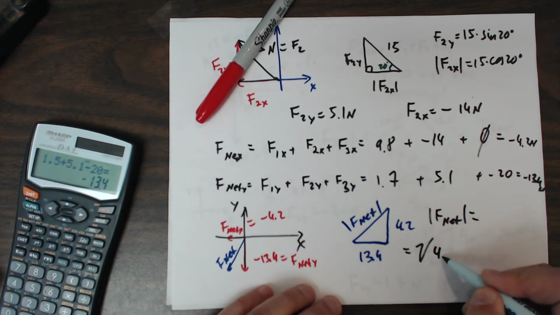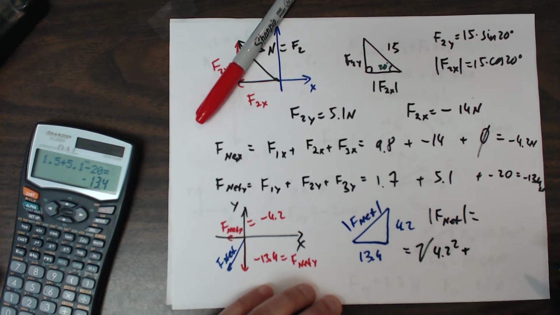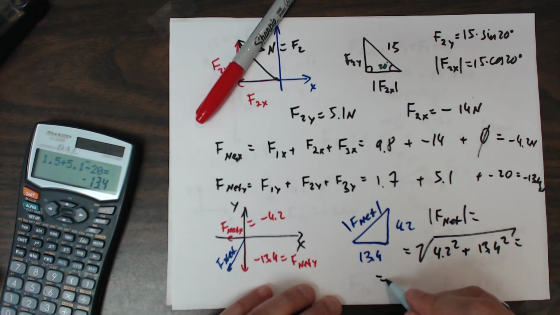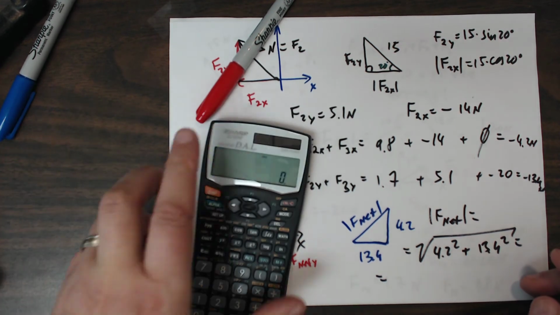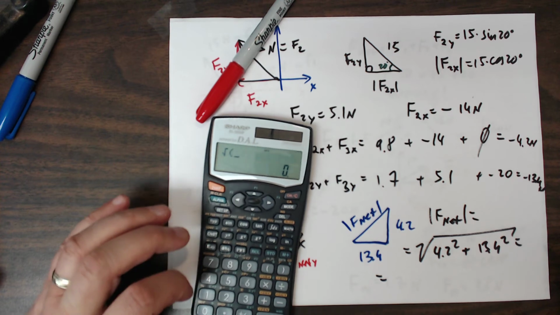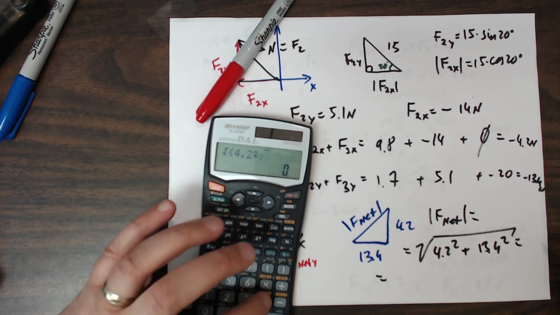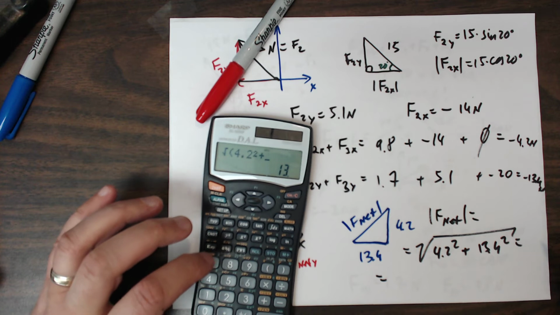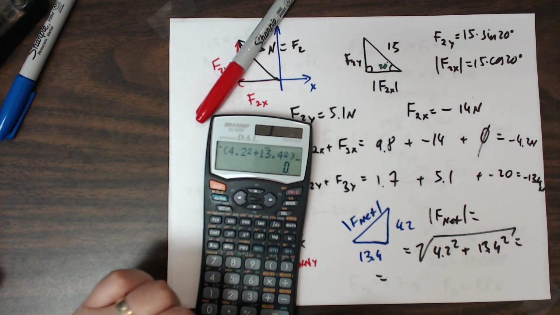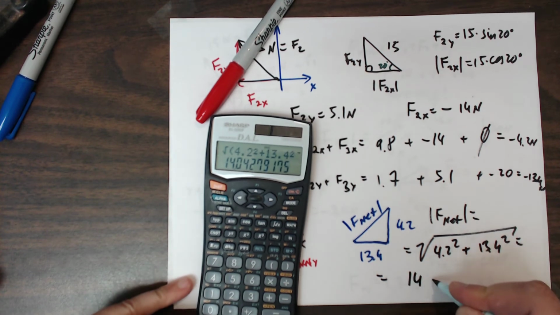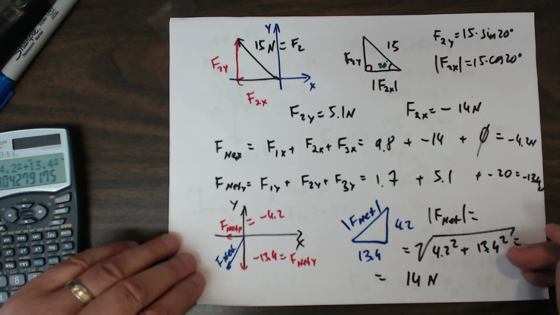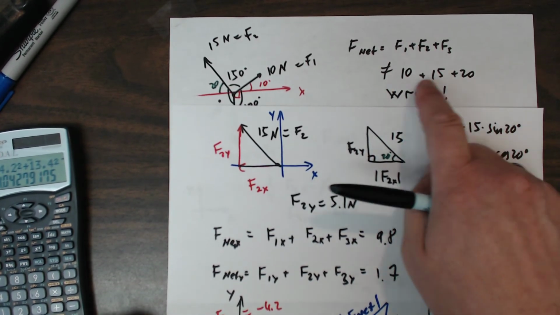Equals square root of 4.2 squared plus 13.4 squared, and then gives us square root about 14 newtons, which is again not equal to 10 plus 15 plus 20.